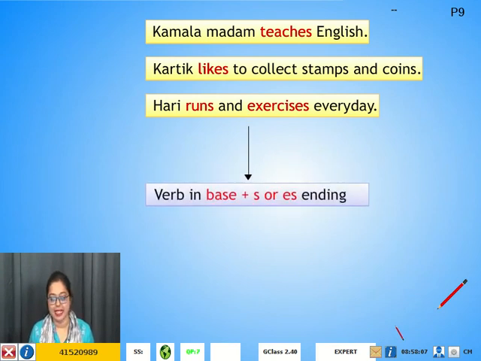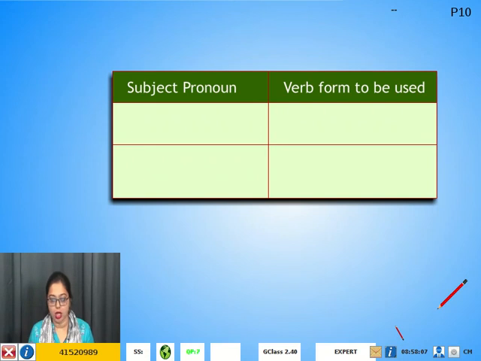So have a look at the sentence structure. Verb in base plus S or ES in the ending. I hope you could relate what I am trying to tell you all. There will be subject plus verb in the first form or base form, then with the main verb there will be S or ES in the ending, plus object. Object is sometimes mandatory and sometimes not. Now look at the table here.